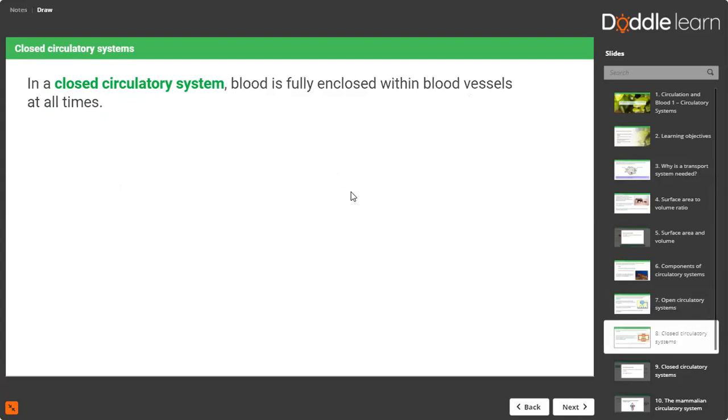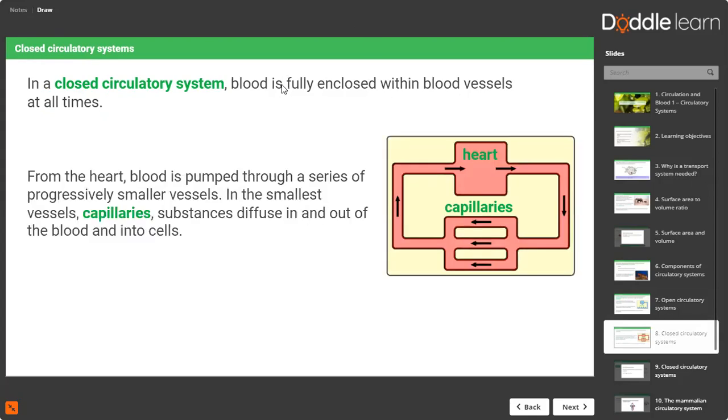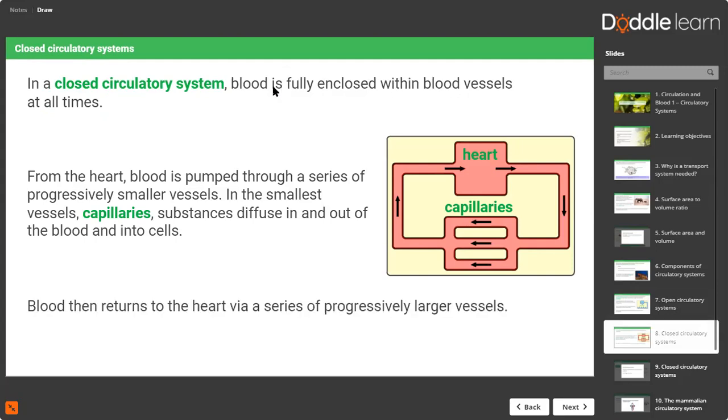Whereas in a closed circulatory system, such as in ourselves, blood is fully enclosed within blood vessels at all times. From the heart, blood is pumped through a series of progressively smaller vessels. In the smallest vessels, capillaries, substances diffuse in and out of the blood and into cells. Blood then finally returns to the heart via a series of progressively larger vessels.